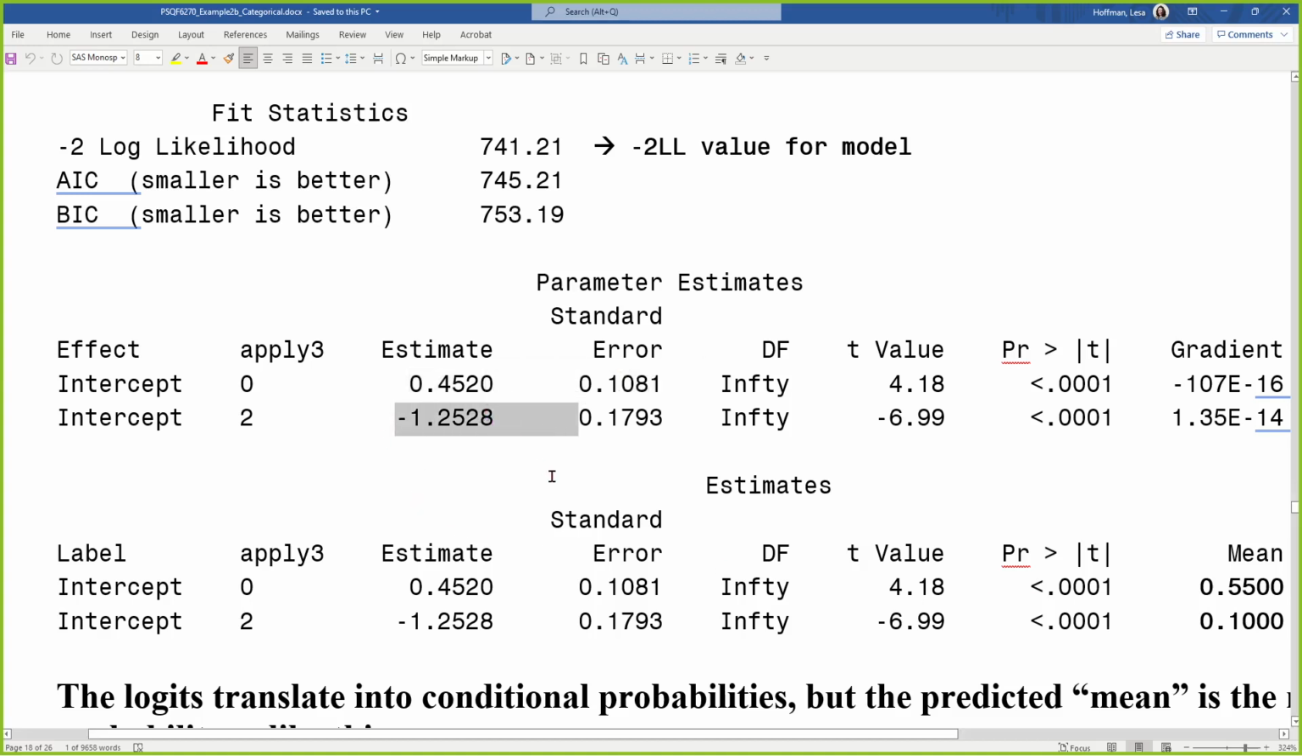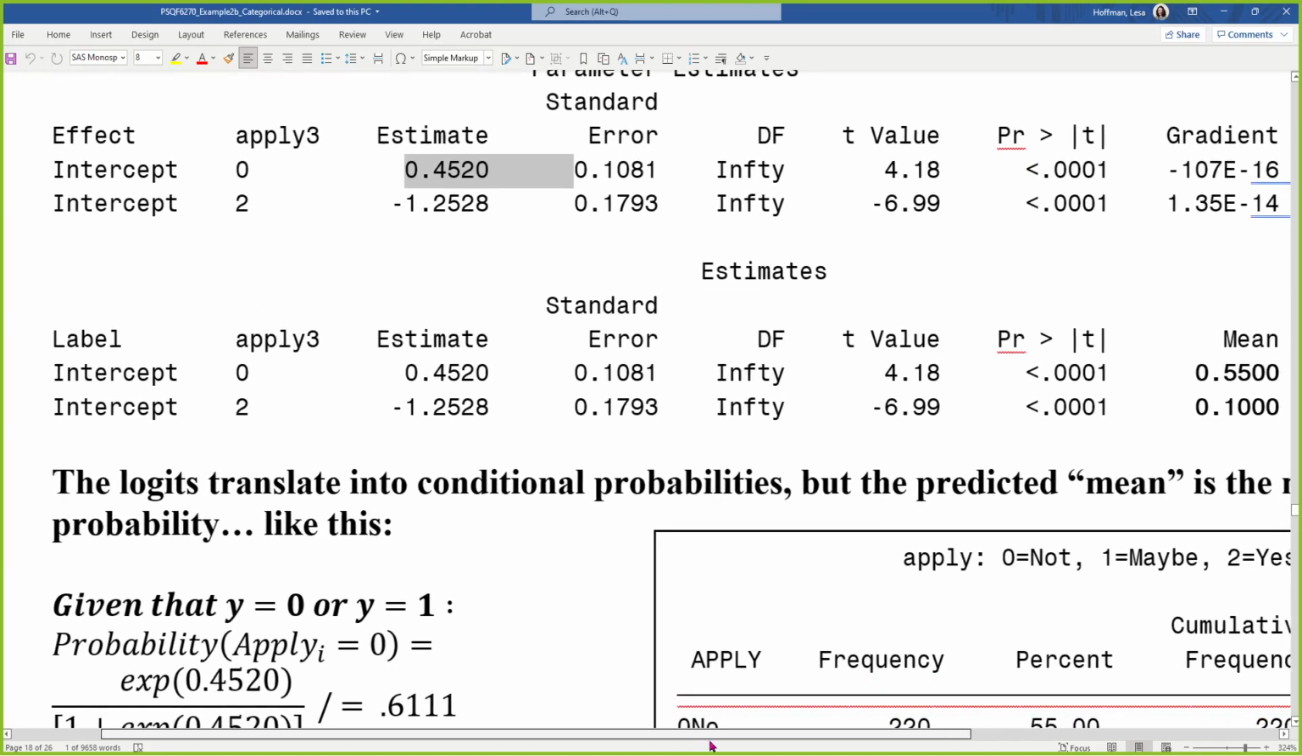And the second submodel is the same idea, but now it's 2 instead of 1. So conceptually, this model is like we've dummy coded our outcome variable, and we've decided that the answer category 1 is the reference, and so the model is talking about moving off of that reference to another answer choice. So the logit of answering 2 instead of 1 is minus 1.2528. The logit of answering 0 instead of 1 is 0.4520.